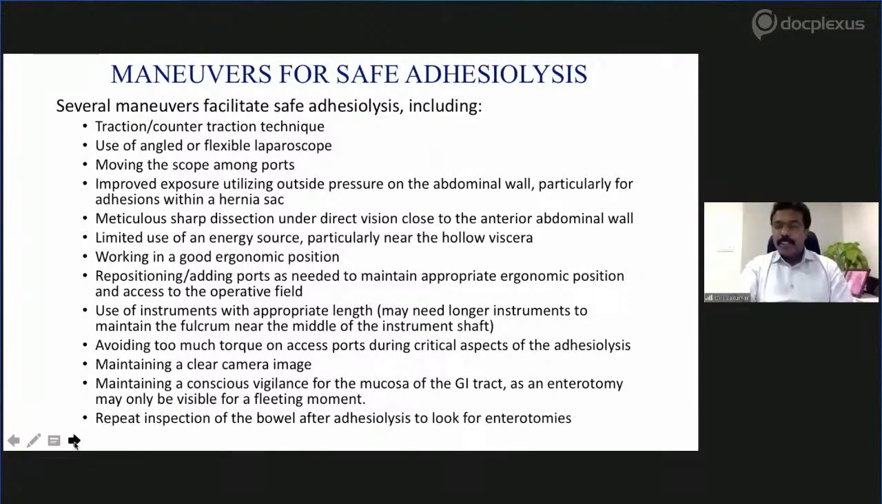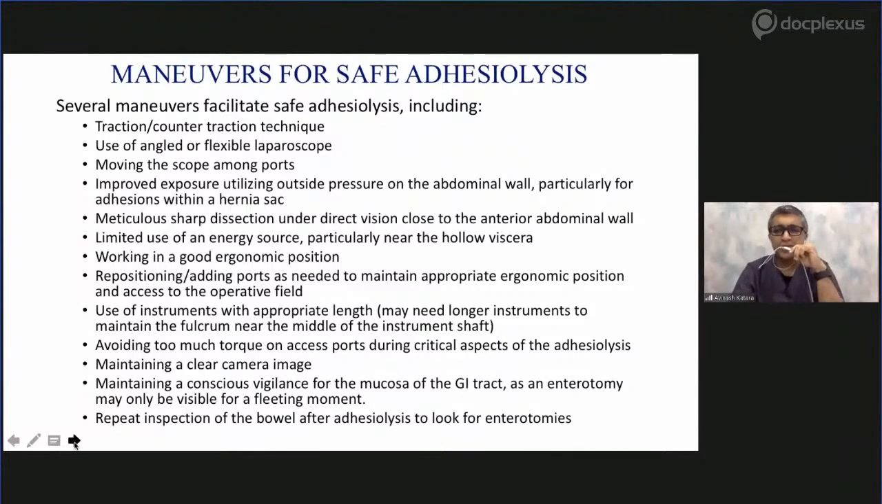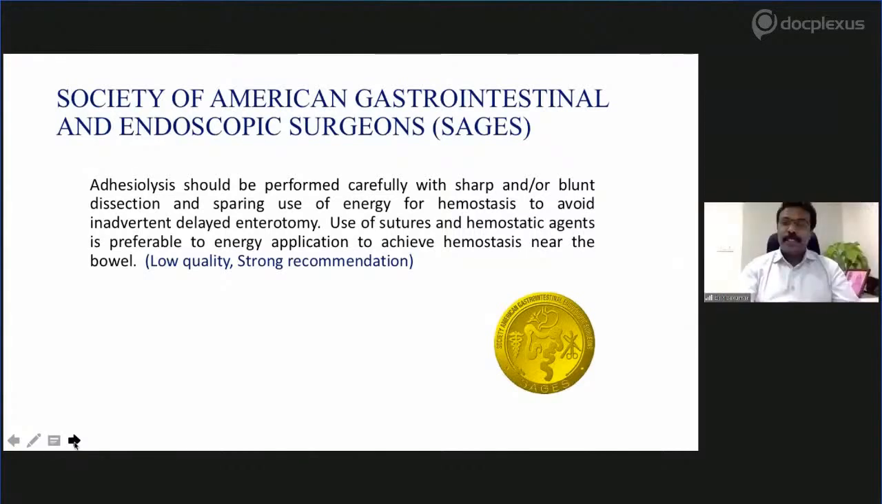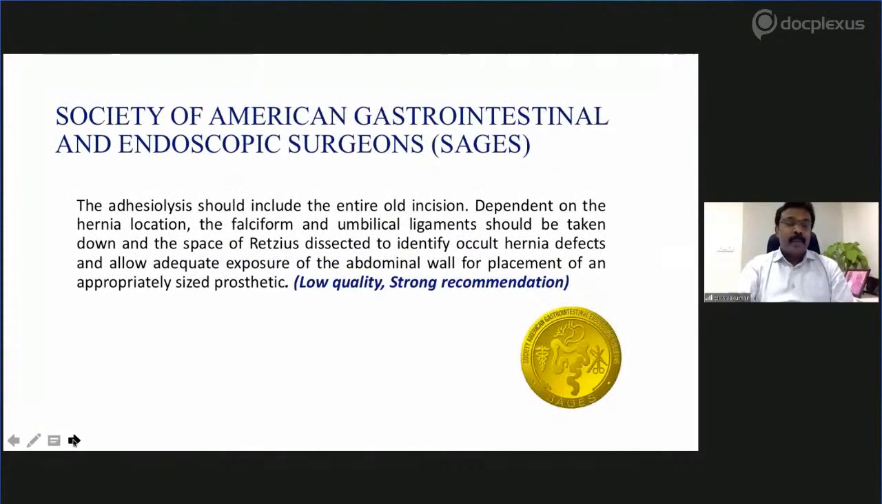Any other opinions, sir? Yes, cold, sharp, and blunt dissection is ideal. But if at all you do have to use an energy source, try and avoid using monopolar diathermy. Try using a bipolar or ultrasonic shears. It will be more useful in the vicinity of bowel. Everybody told that, so I don't think I should repeat it again.